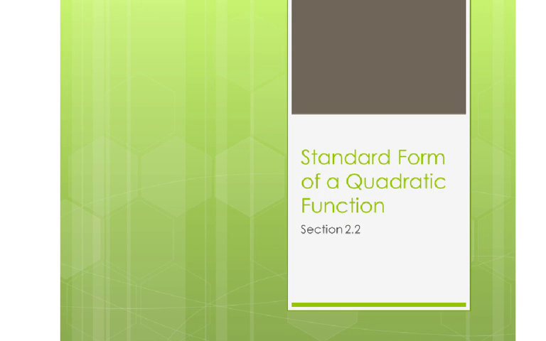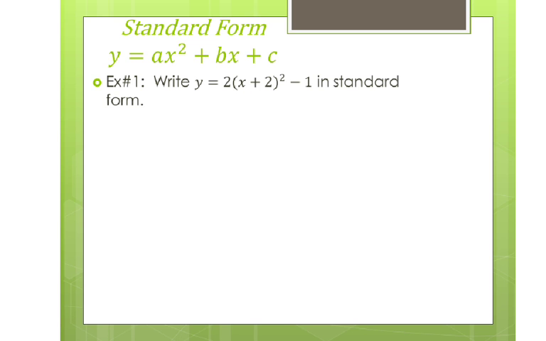So today we're going to start talking about standard form of a quadratic function. Okay, so the first thing we need to do is define standard form. So standard form is y equals ax squared plus bx plus c.